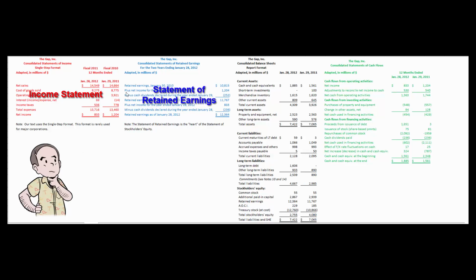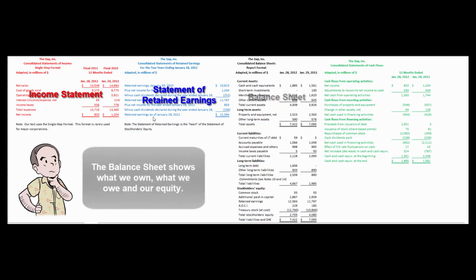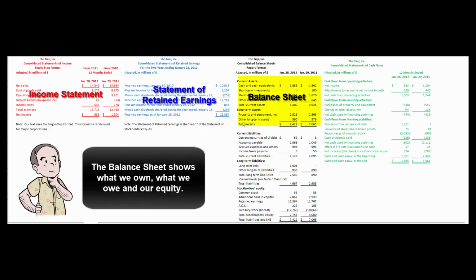The statement of retained earnings, which is the heart of the statement of shareholders' equity. It tells the outsiders what we did with our earnings. Did we retain them in the company or did we pay them out to our shareholders in the form of dividends? The balance sheet, what we own versus what we owe, and the difference between what we own and what we owe is our equity in the business.